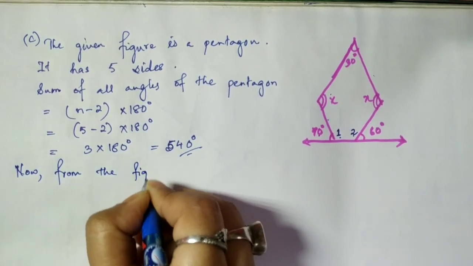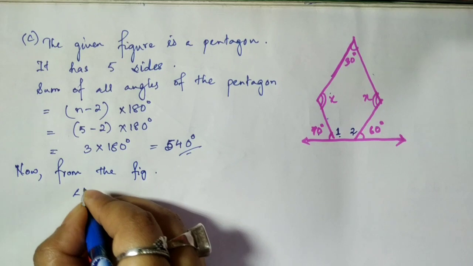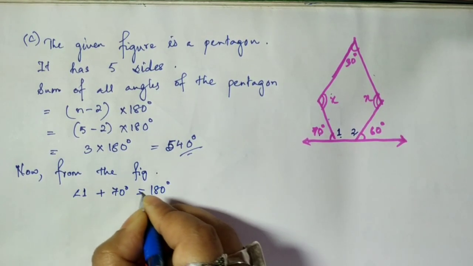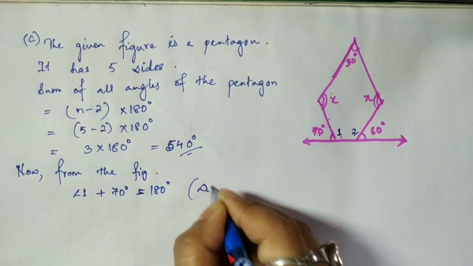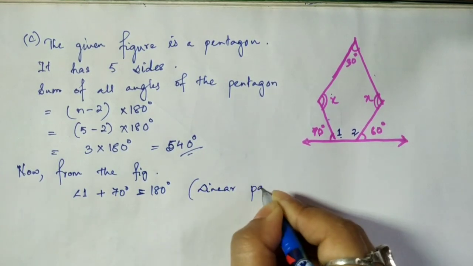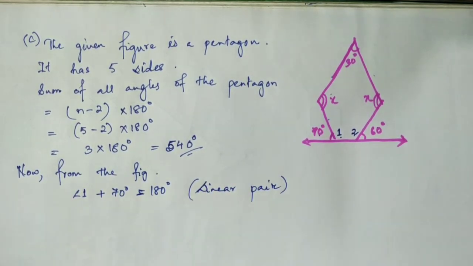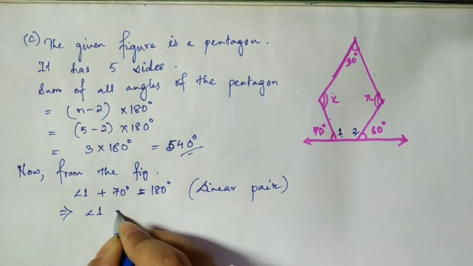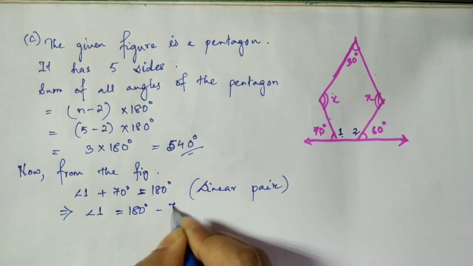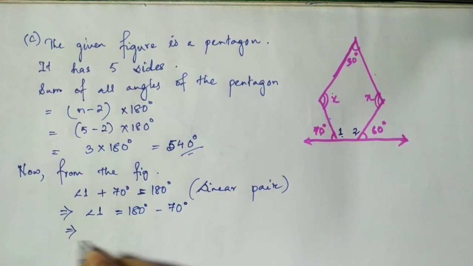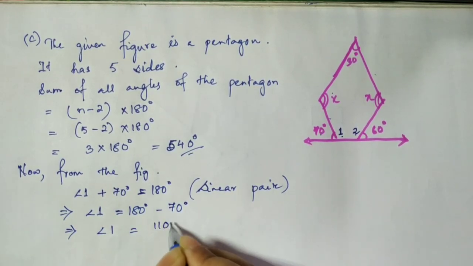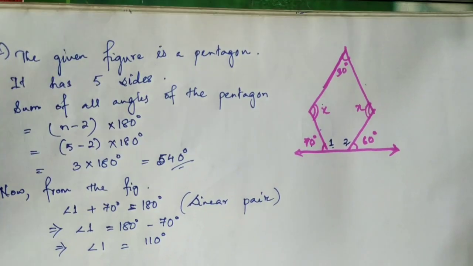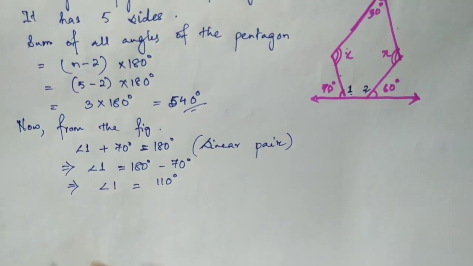Okay, can we write angle 1 plus 70 degree is equal to 180 degree? Why it is equal to 180 degree? Because it is a linear pair. Okay, it's linear pair. So it looks like an equation. Angle 1 is equal to 180 degree minus 70 degree. So angle 1 is equal to how much? 110 degree. Similarly, if we talk about angle 2 and 60 degree, they are also forming the linear pair. So can we do it similarly?